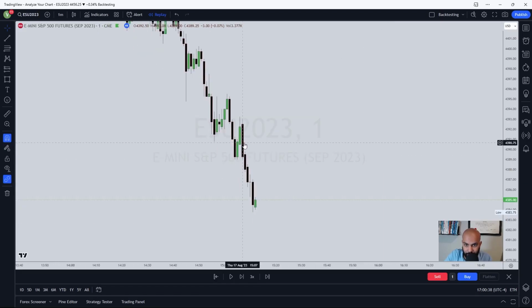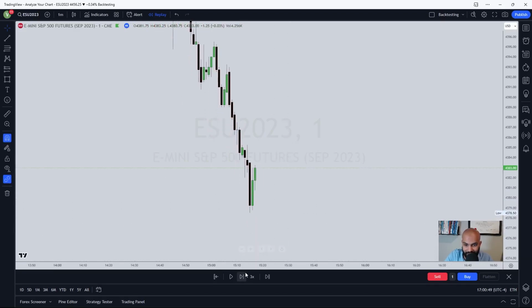Continuing lower. Okay, there's an order block here. We could potentially get short here if price just wants to keep going lower. There's nothing here I can trade.